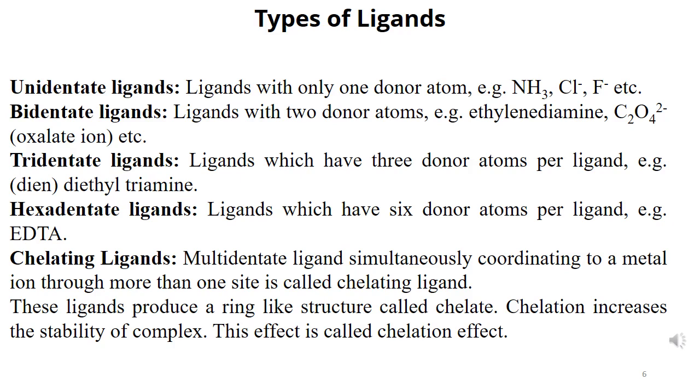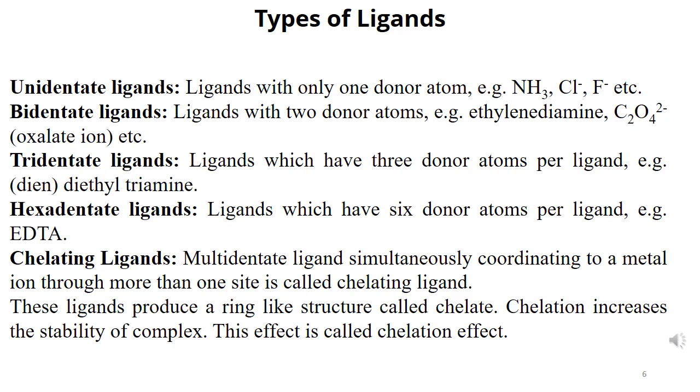So next is tridentate ligands. Ligands which have three donor atoms in one ligand, which can donate three pairs of electrons to the metal ion, are known as tridentate ligands. An example of this tridentate ligand is diethylene triamine, or we can also say dien.